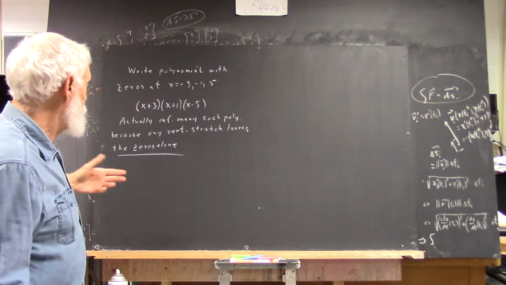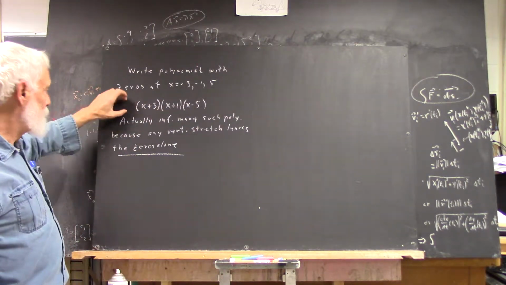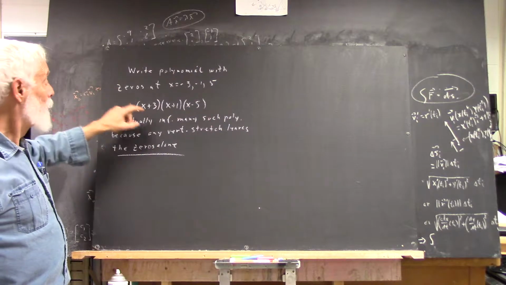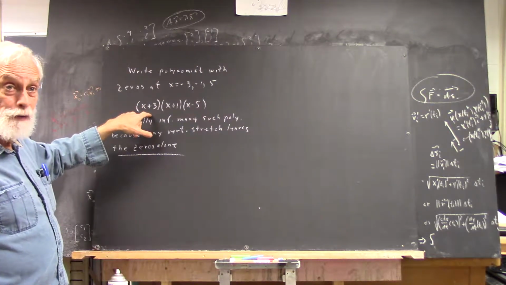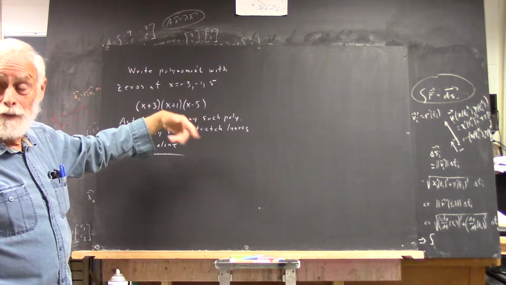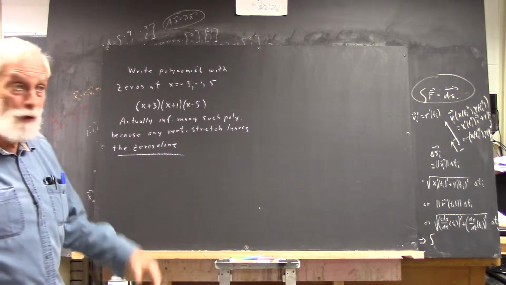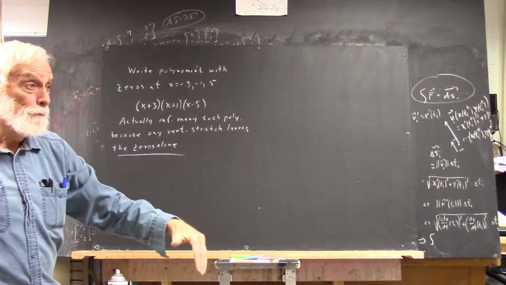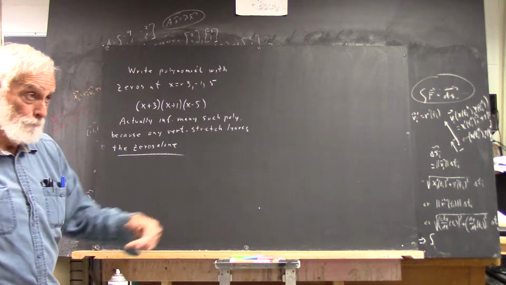And also, obviously, if I multiply this thing by 17, negative 3 is still going to give us a 0, negative 1 and 5 are still going to give us zeros, right? It doesn't matter what we multiply this thing by. Okay?